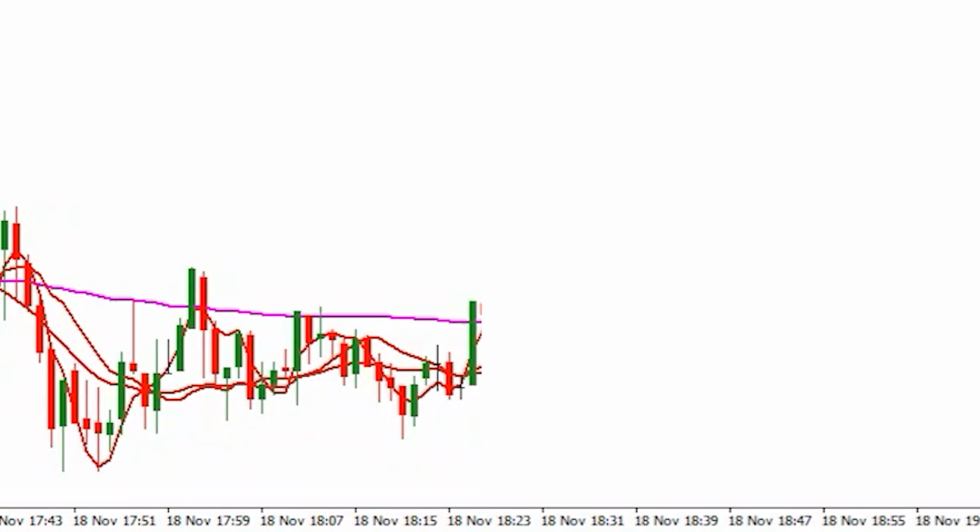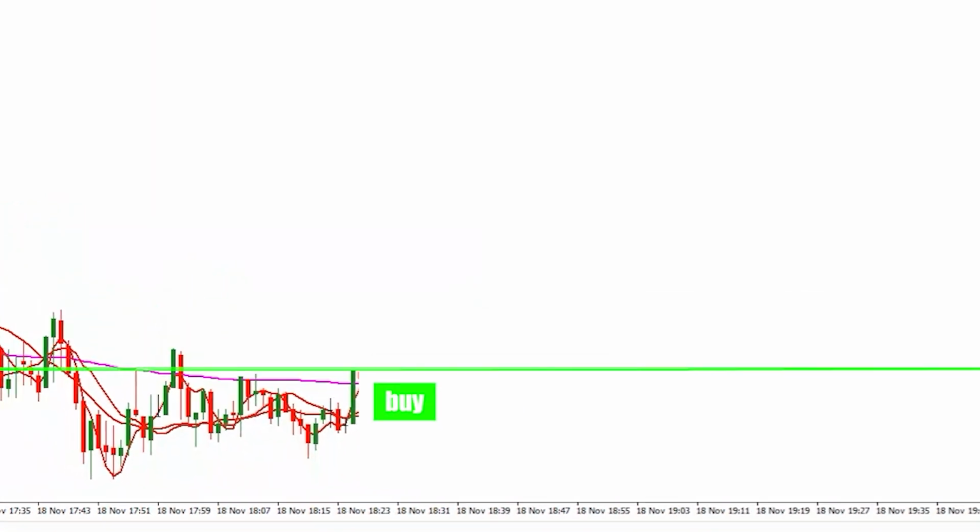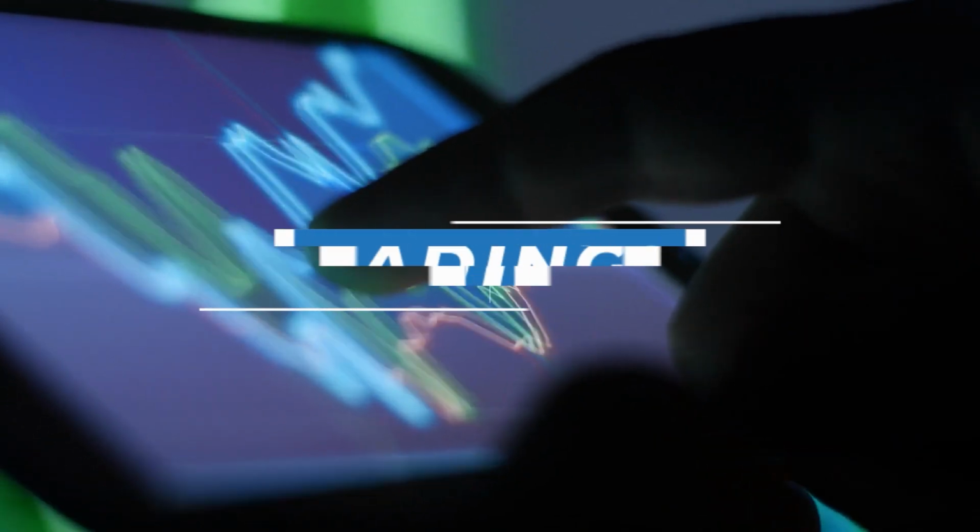Our influence line is sloping in the right direction. As you can see, it's beginning to roll over. So we've identified the exact bar to enter from. We'll put in our buy order here, and as you can see, the market moved on up. This is the MTFX trading system.